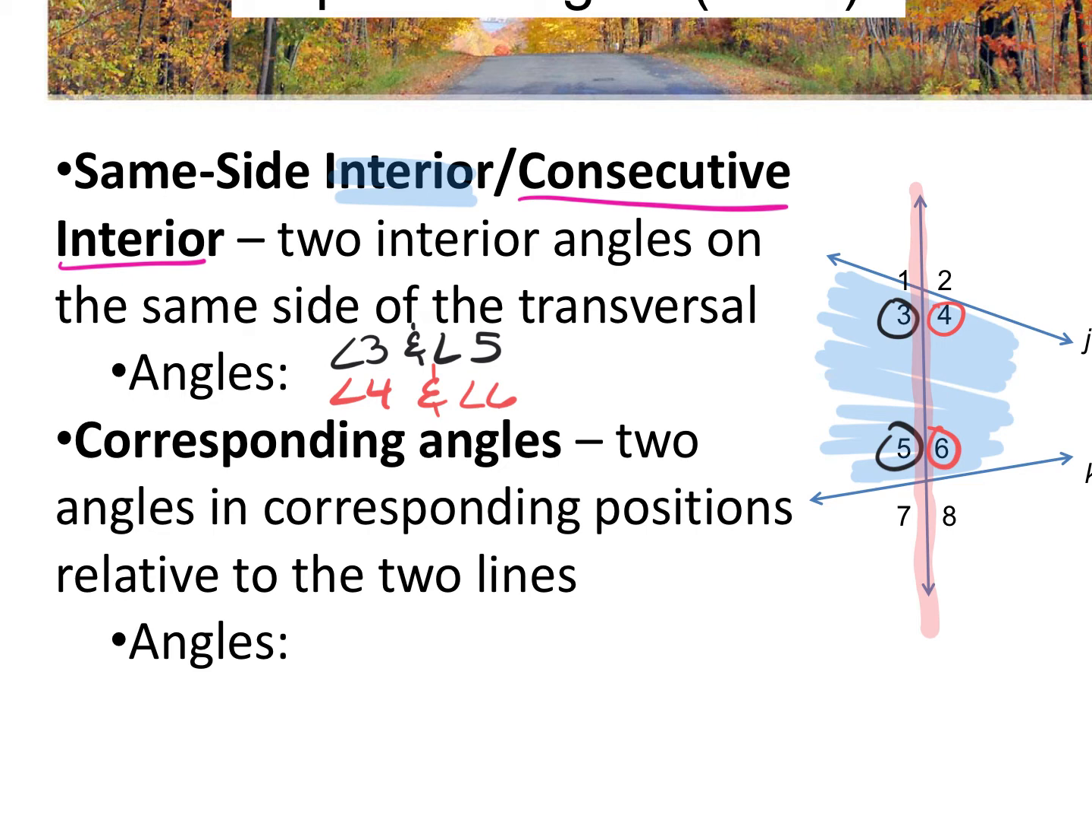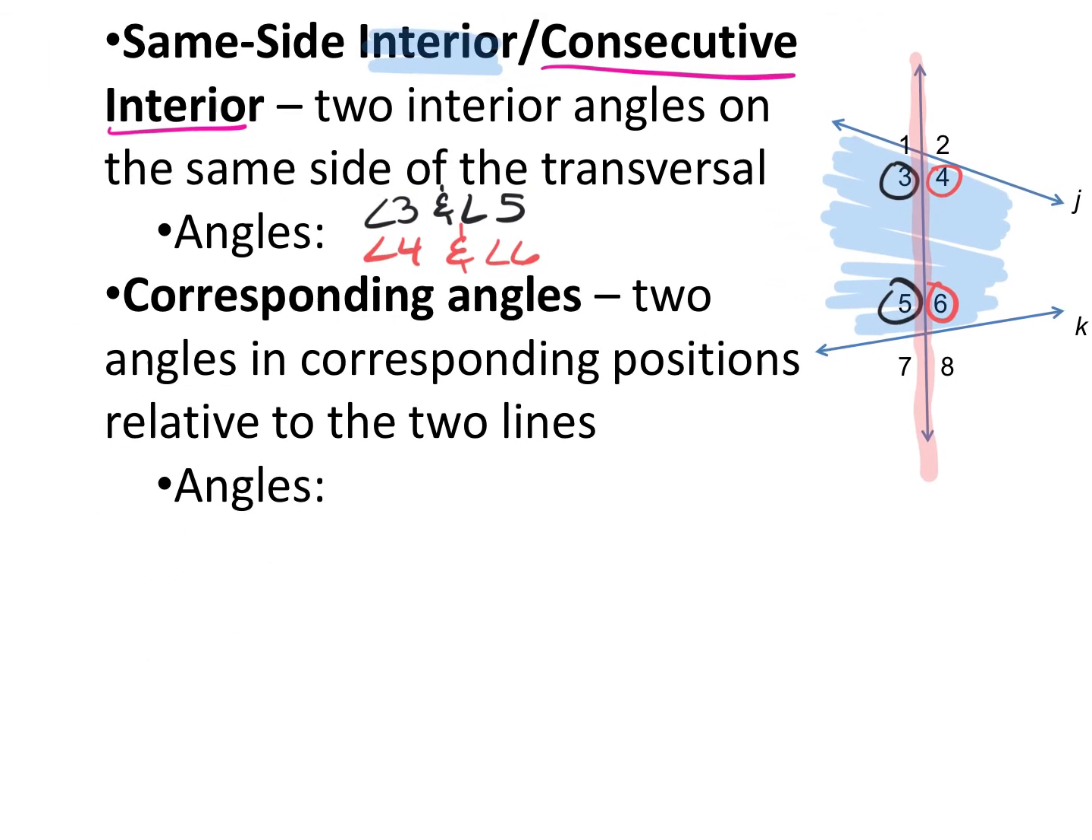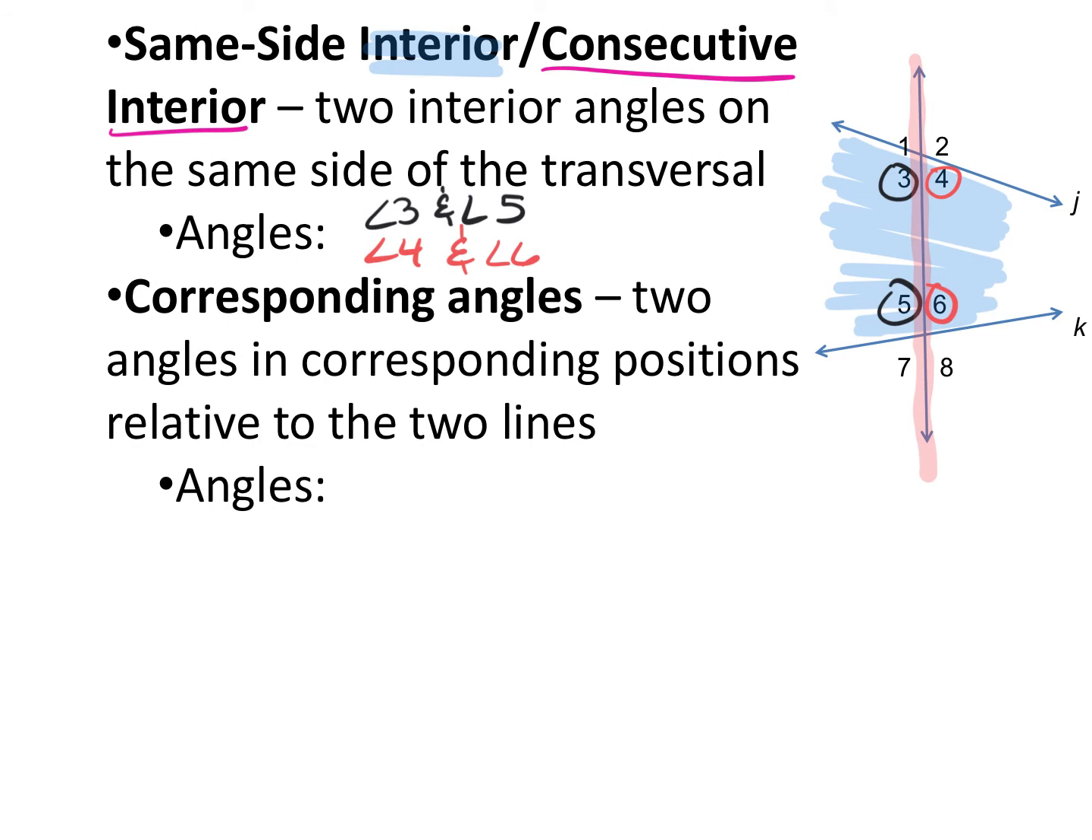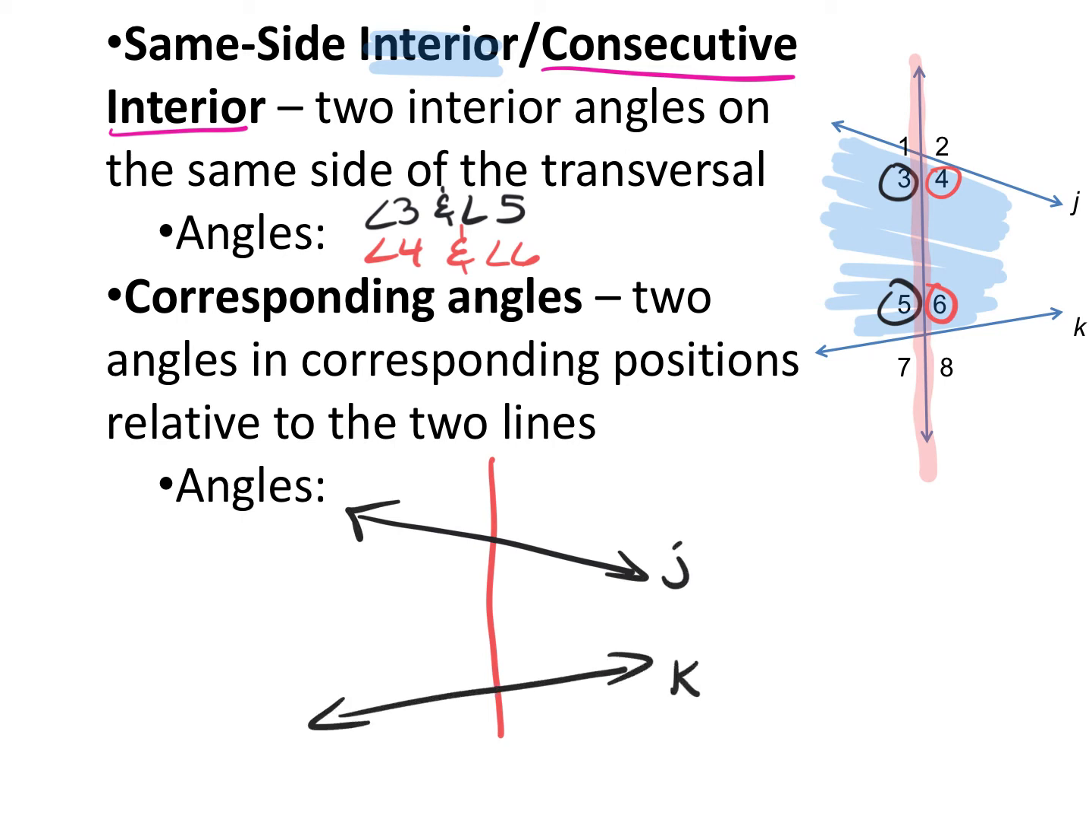Now I'm going to go ahead and erase my highlight here so I can show you how to figure out the corresponding positions. All right, so for the corresponding angles, let me draw another transversal. I'm going to draw my J and K. And my transversal, we'll call that M. And again, it's creating the 8 angle pairs. So 1, 2, 3, 4, 5, 6, 7, 8.